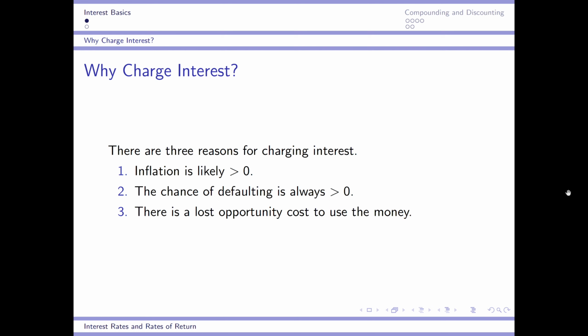So why charge interest in the first place? Well, there are three main reasons that we want to charge interest. The first, if you remember back to chapter 2, is that inflation rates are likely going to be greater than zero. And so with that, that means that a dollar today is not going to be able to buy as much stuff as a dollar tomorrow. So when I invest $1 as a loan, when I get that dollar back, it's probably going to be worth less than that. And to make up for that difference in value, we charge interest.